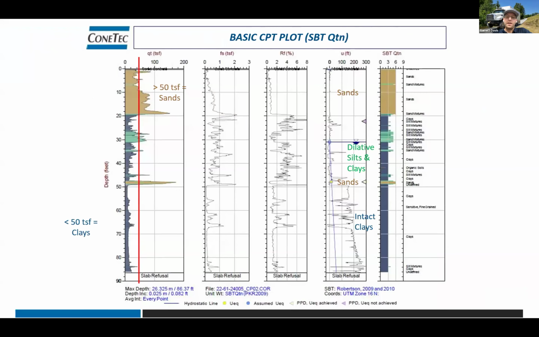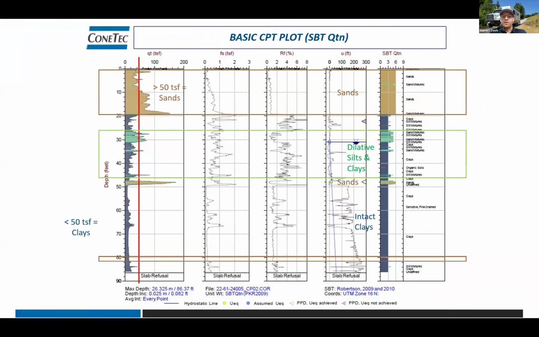Here we'll look at a basic CPT plot. We've got boxes shown from left to right. We've got our measured tip, our measured sleeve friction, calculated friction ratio, and our measured dynamic pore pressure. Then on the far right, we've got the soil behavior type.